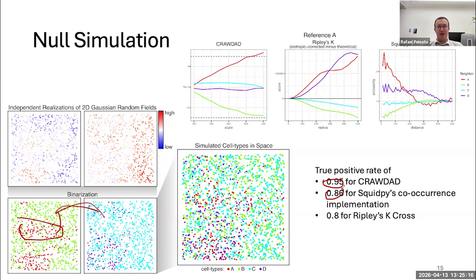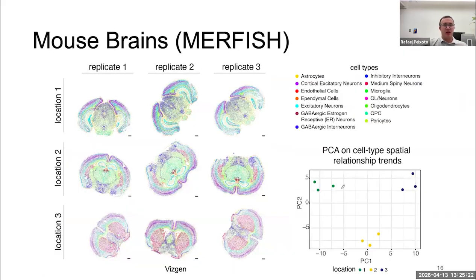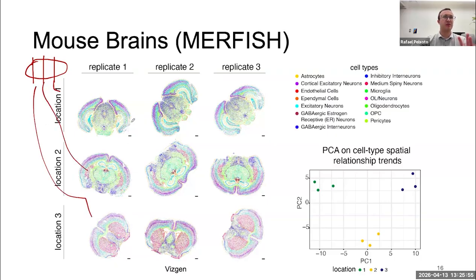But so far I talked about analyzing samples individually. I also want to mention that CRAWDAD is able to compare samples. So here we are looking into 9 mouse brain samples assayed by MERFISH. Here we have 3 replicates from 3 different mice, and we have 3 different locations in the brain. We section the brains from more frontal locations, then from the middle, and then from the back. These are location 1, location 2, location 3, not necessarily in this order.